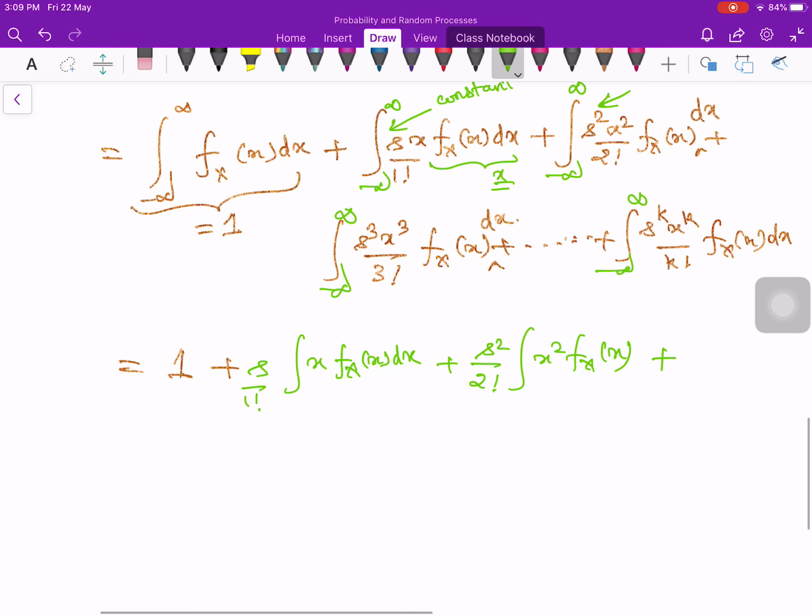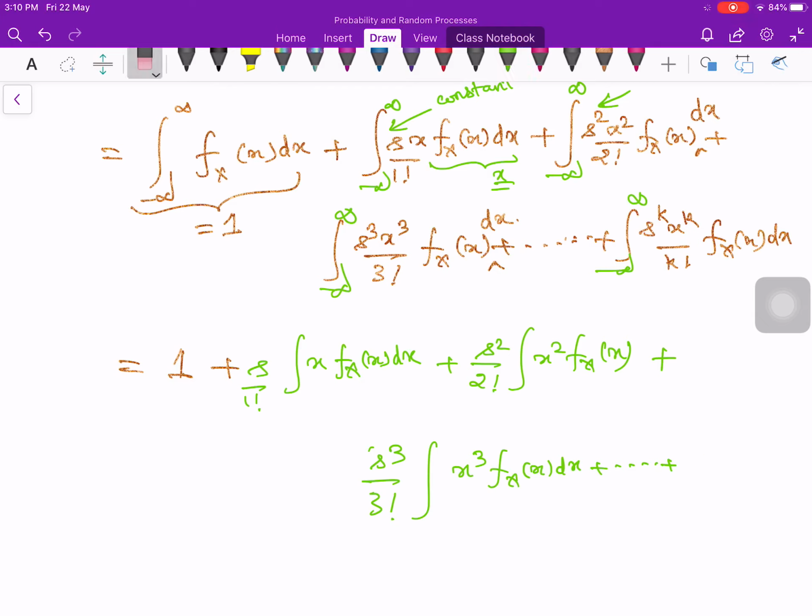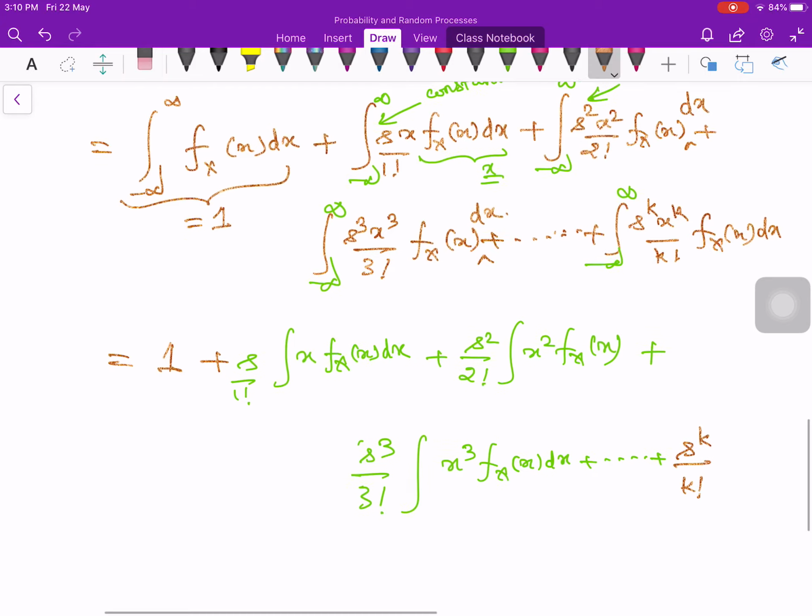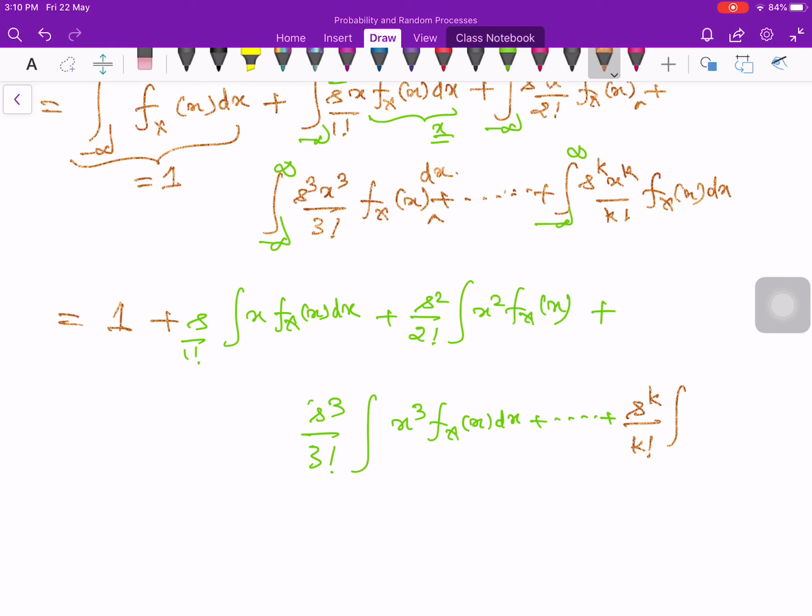Plus s cubed over 3 factorial times the integral of x cubed f_X(x) dx, plus dot dot plus s to the k over k factorial times the integral of x to the k f_X(x) dx, and the limit is from minus infinity to plus infinity. That's all integrals.